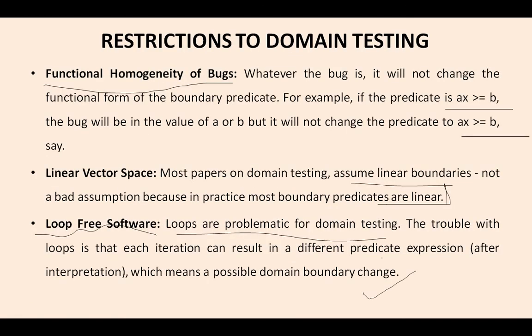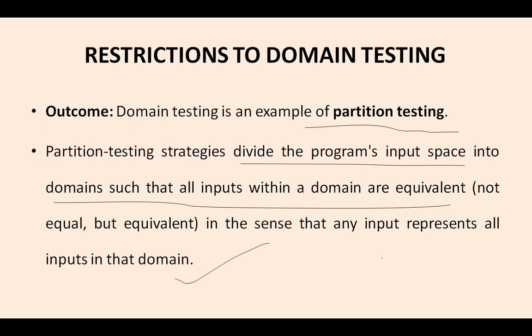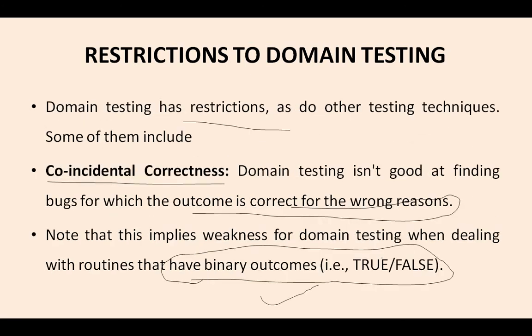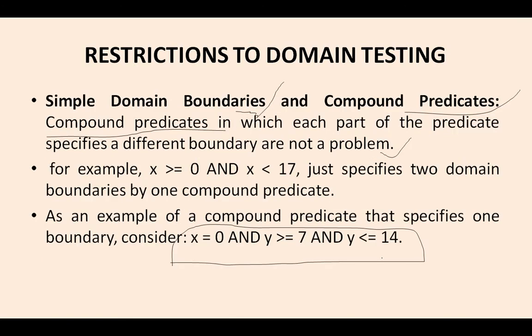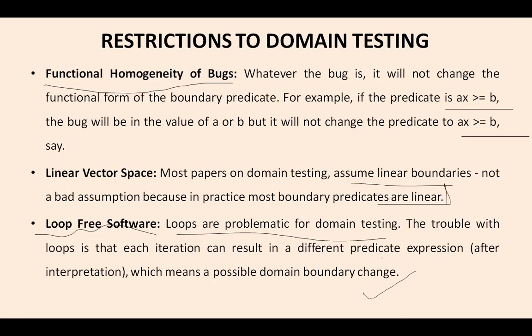These are the restrictions: coincidental correctness, partition testing, simple domain boundaries and compound predicates, functional homogeneity of the bugs, linear vector space, and loop-free software. These are considered the main restrictions of domain testing.